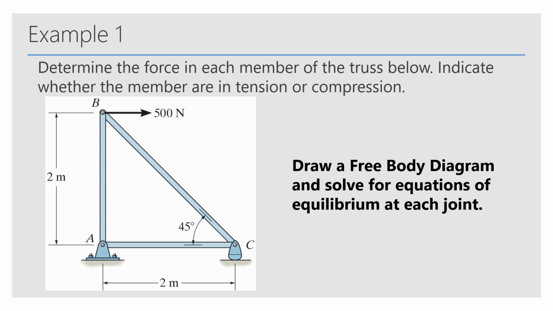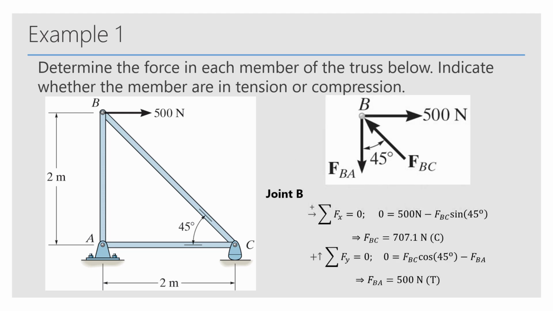The first step is to draw a free body diagram for each individual joint of interest, and then we're going to solve the equations of equilibrium for each joint. For joint B, we have that 500 newtons, and then the angle between the two forces. Here they show that the force FBC is compressing onto that joint, and FBA is the tension. Solving this, we find that FBC is 707 newtons in compression, and FBA is 500 newtons in tension.